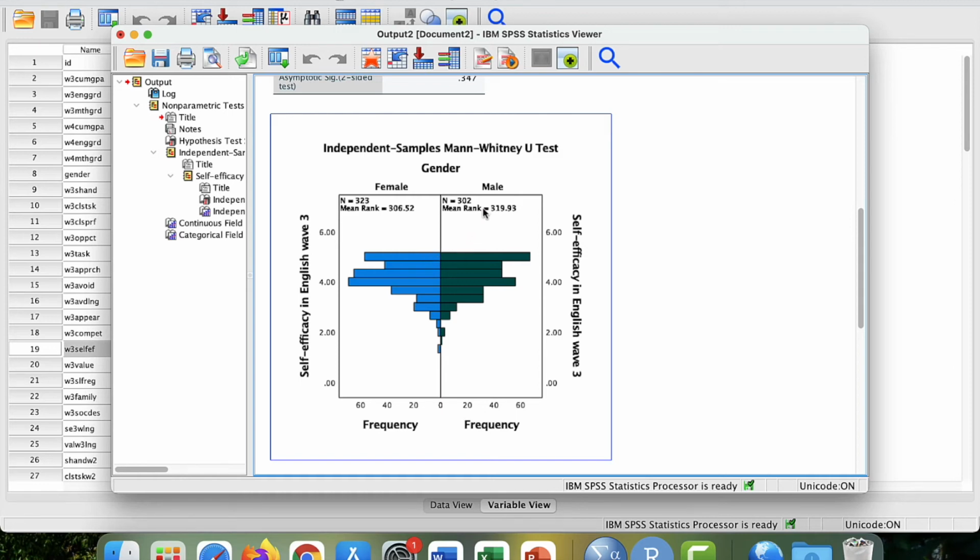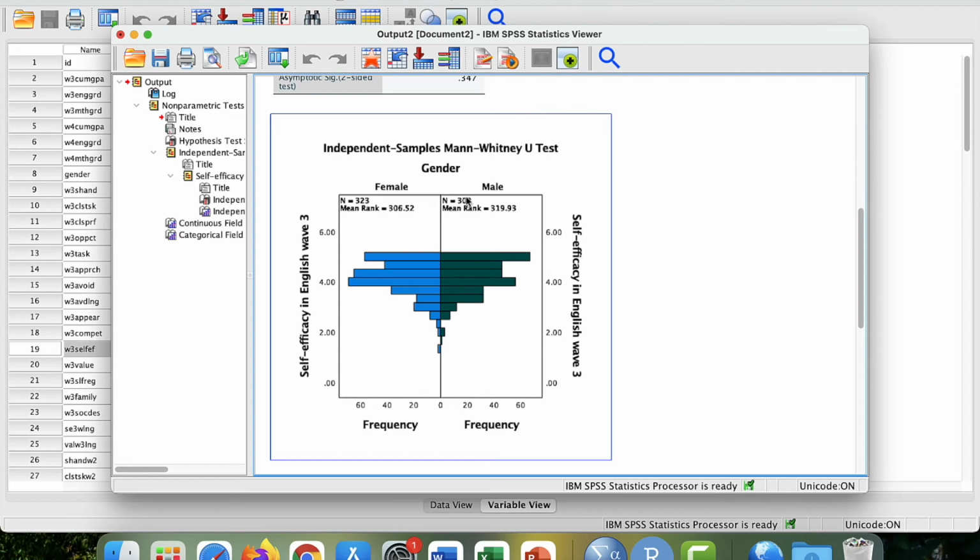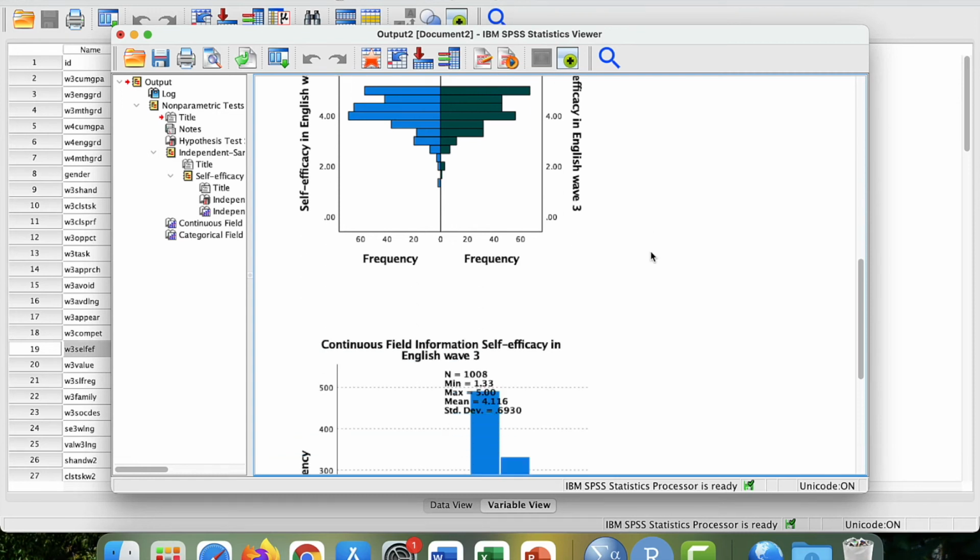And you can see that the mean rank, the average rank, is a bit higher for boys than it is for girls. That is common, where boys will be a little bit more confident in their abilities than girls, even if they're not performing better. And in this case, girls actually have the higher grades in English, but boys have the higher confidence. And it gives you the sample sizes for each group as well.